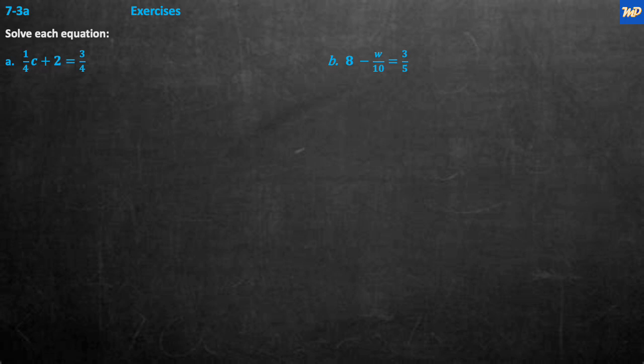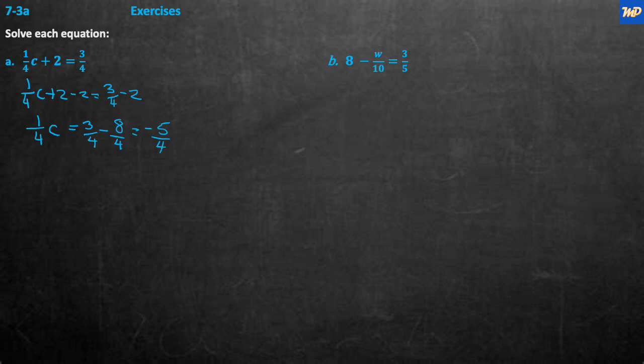Okay, so we're at our last couple slides here. We're going to just have some practice problems. We're going to start with A, which says 1/4 C plus 2. I'm going to go ahead and take care of undoing the arithmetic right now, so it'll save some steps. So minus 2, because we're going to move the 2 to the other side, is equal to 3/4 minus 2. So now the 2s will disappear, so we have 1/4 C plus 0 is equal to 3/4 minus 8/4. That's going to equal minus 5/4.